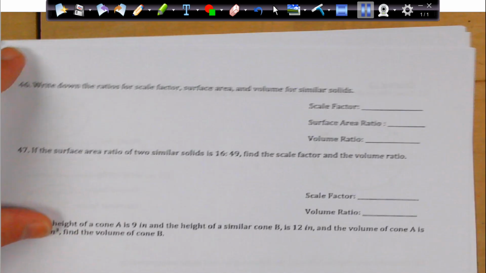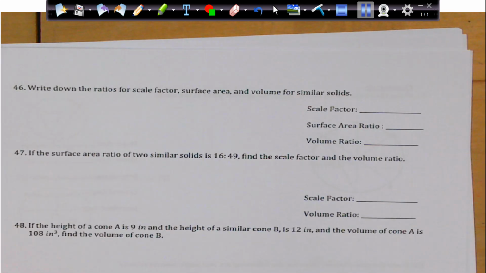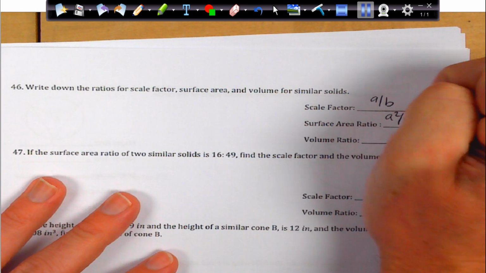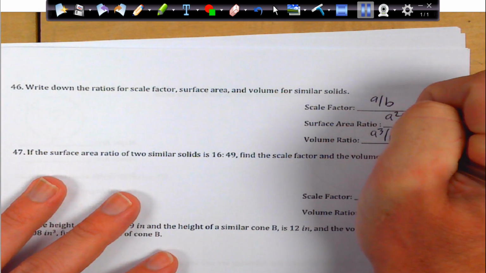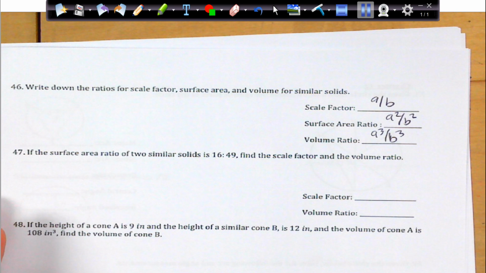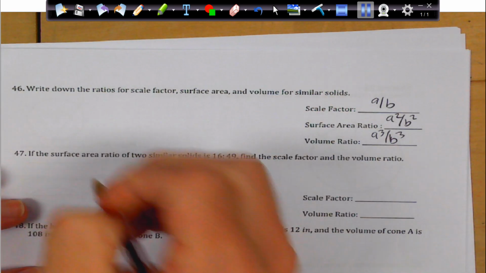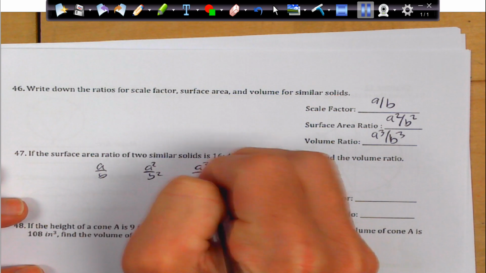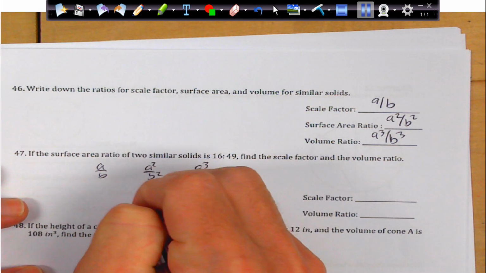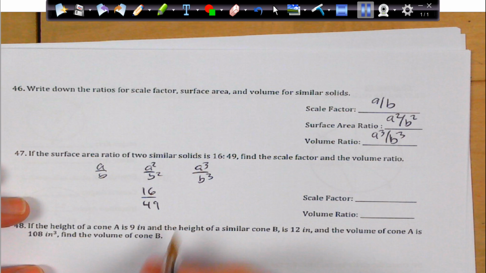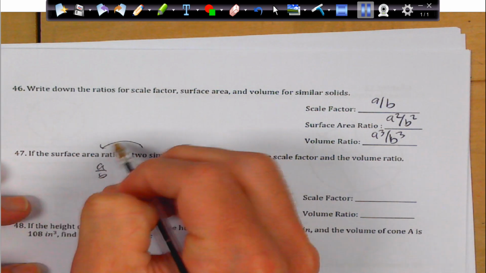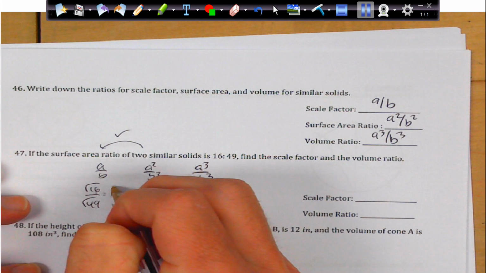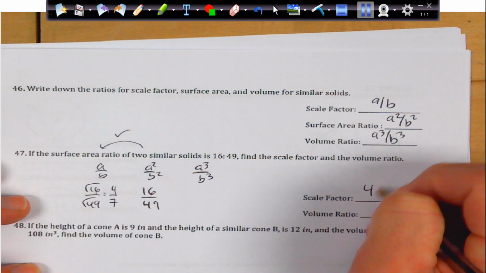Write down the ratios for scale factor, surface area, and volume ratio. Well, scale factor is just 1-dimensional, surface area 2-dimensional, and volume 3-dimensional. Boom, boom, boom. The surface area ratio of two solids is 16 to 49. So I like to draw this little table. This is 16 over 49, and I want to find the scale factor. To go from here to here, I have to square root. So I'm going to square root 16 and 49, which leaves me with 4 over 7. So that's my scale factor.